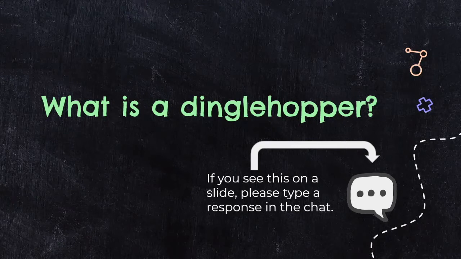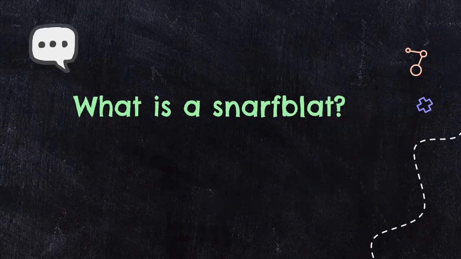Oftentimes as teachers, we might give a word and then give a definition. If we were in a virtual setting, I could put an icon that looks like the one on the screen with the 3 dots that would indicate that I want you to type in the chat, what is a dingle hopper? Next question, what is a snarfblat? You could have the same routine and procedure. If you want them to do the 3 dots and type something in the chat, write it on a piece of paper. Now, if we were going to be teaching this, boys and girls, you don't have a lot of information to go by. So let's take a look at something that might help you understand these 2 words, dingle hopper and snarfblat.